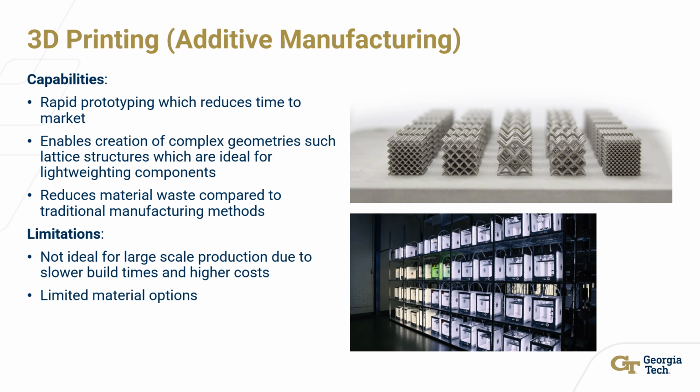3D printing also reduces material waste compared to traditional manufacturing methods, such as CNC mill or CNC lathe, where you are removing material from a solid block. Some of the limitations of 3D printing are that it is not ideal for large-scale production due to its slower build times and higher costs. There are also limited material options. However, this is rapidly expanding, and there is a wide range of plastics and metals available for 3D printing today.